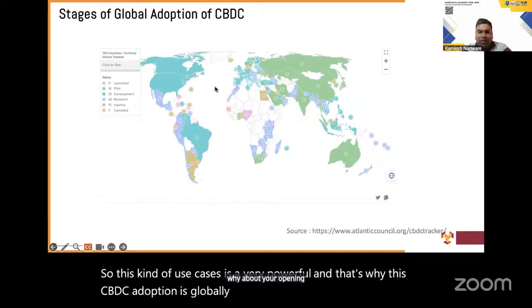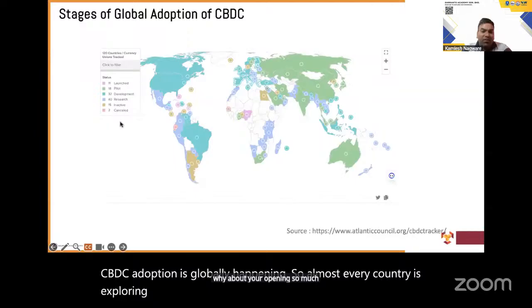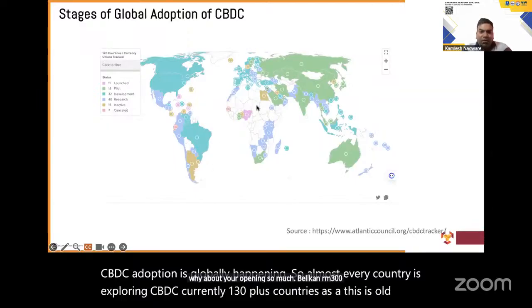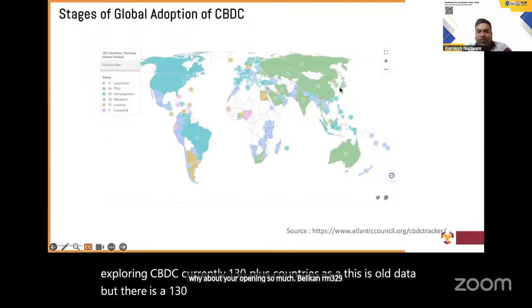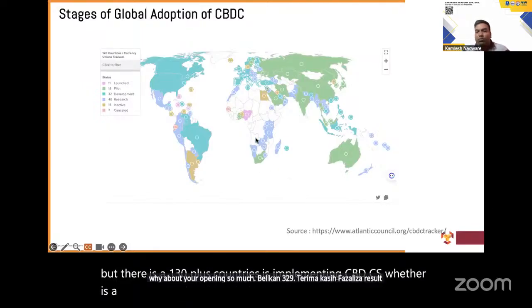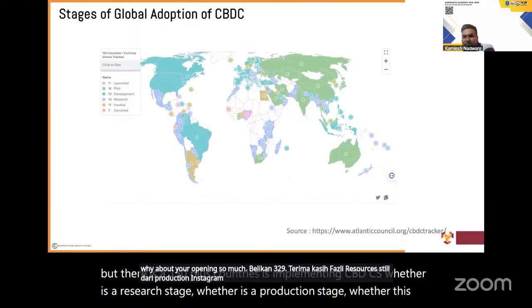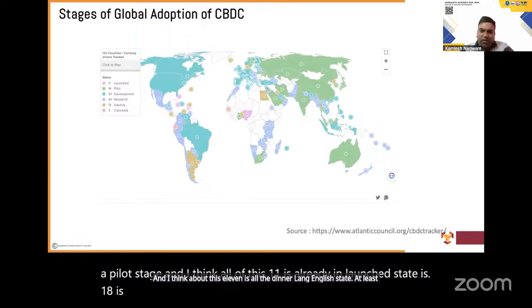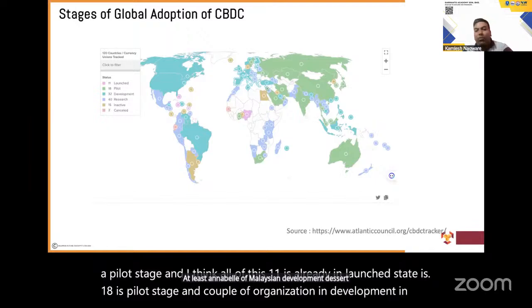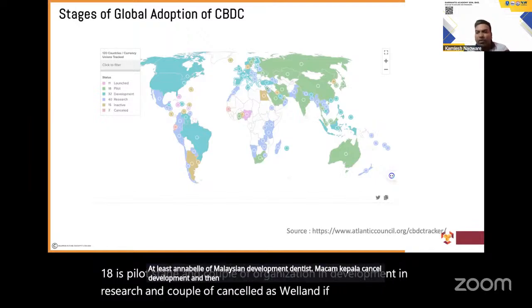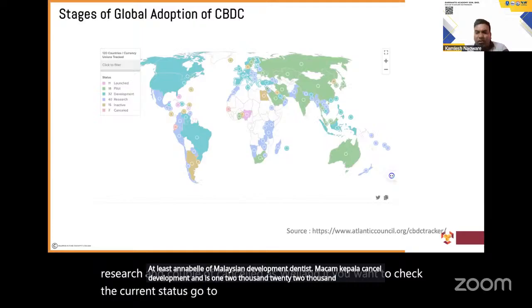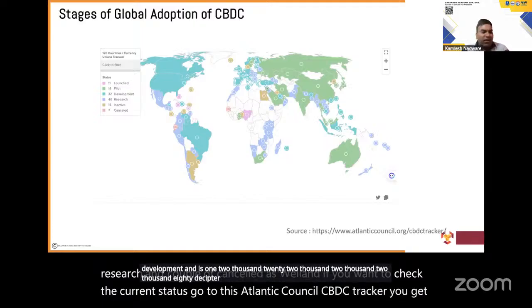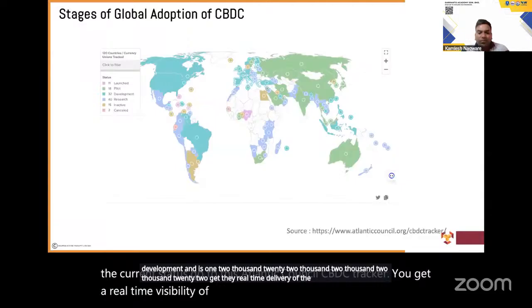So almost every country is exploring CBDC. Currently, 130-plus countries. This is old data, but 130-plus countries are implementing CBDCs, whether at the research stage, the production stage, or the pilot stage. Eleven are already in launched state, 18 are at pilot stage, a couple are in development or research, and a couple are cancelled as well. If you want to check the current status, go to the Atlantic Council CBDC tracker. You get real-time visibility of CBDCs.